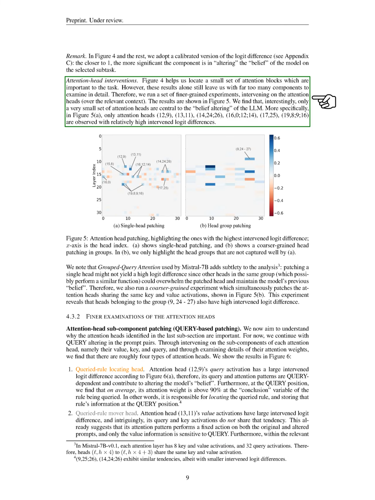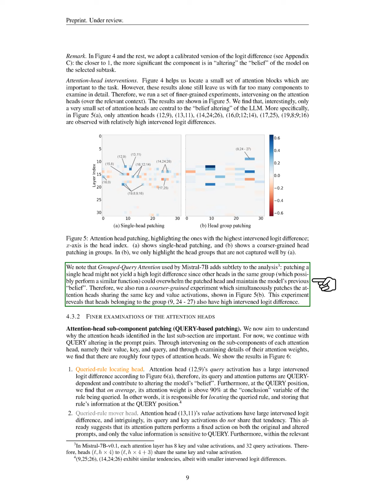In our attention head interventions, we identify a small number of attention blocks that are crucial for the task. However, we still have too many components to analyze in detail, so we conduct finer-grained experiments on the attention heads. Our results reveal that only a few attention heads are central to altering the model's beliefs. Specifically, we find that heads 12, 9, 13, 11, 14, 24, 2, 6, 16, 0, 12, 14, 17, 25, and 19, 8, 9, 16 show high intervened logit differences.